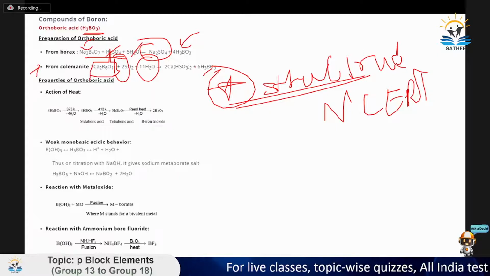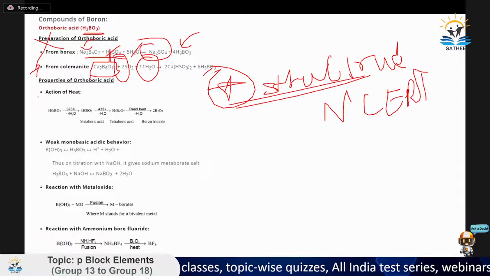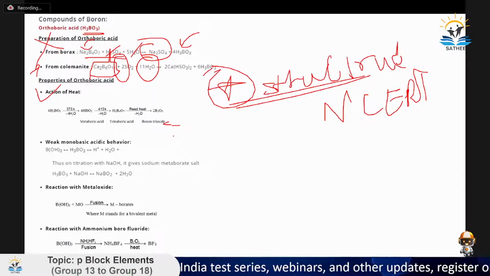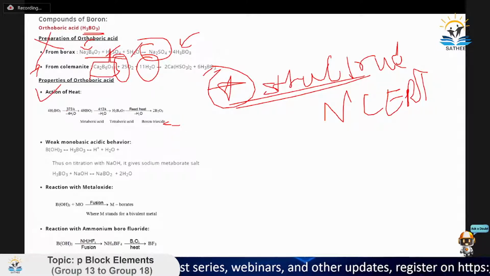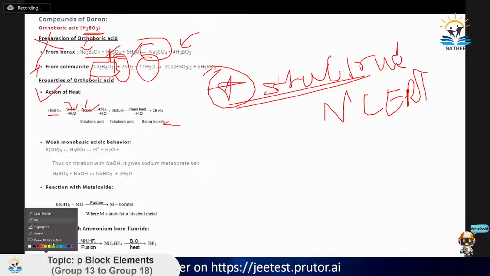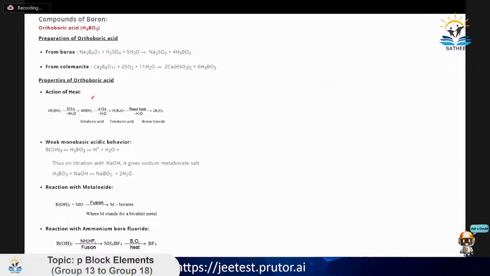But the important thing about boric acid is not its preparation, but its properties. Because boric acid gives us boron trioxide, which is B2O3 again. So you use boric acid and you heat it. When you heat anything, dehydration takes place. Dehydration means an H2O goes. So this becomes HBO2, which you can see on the slides over here.